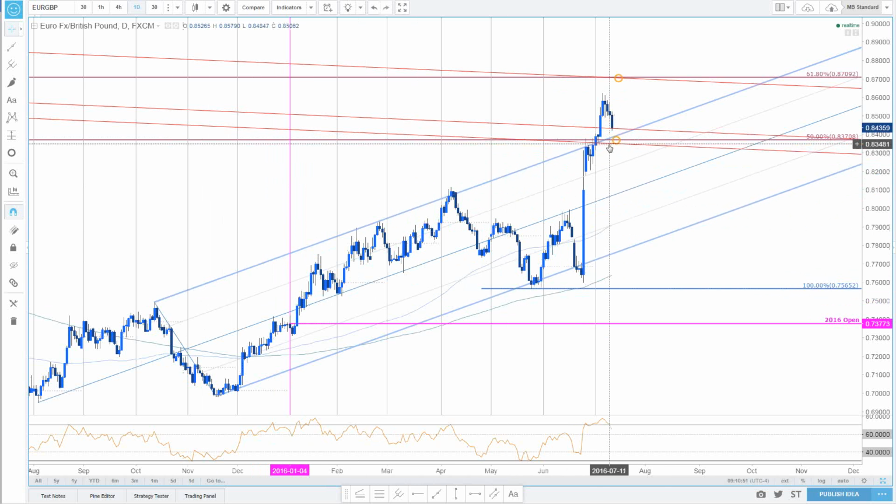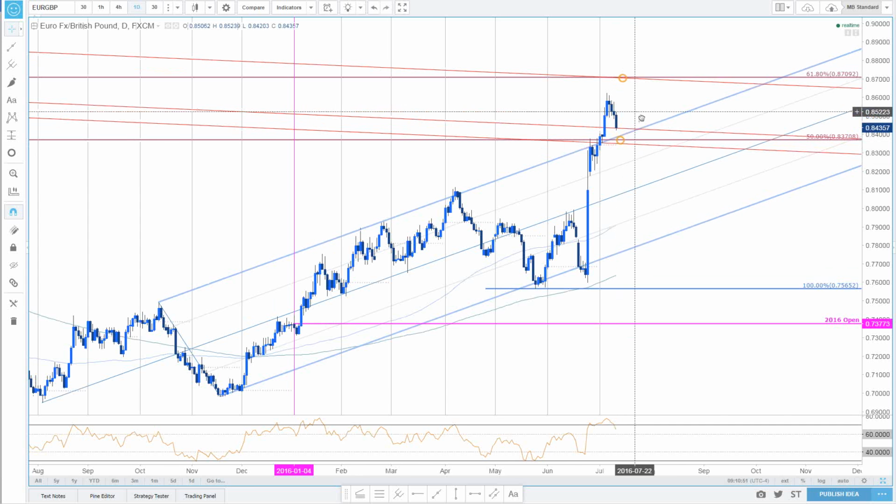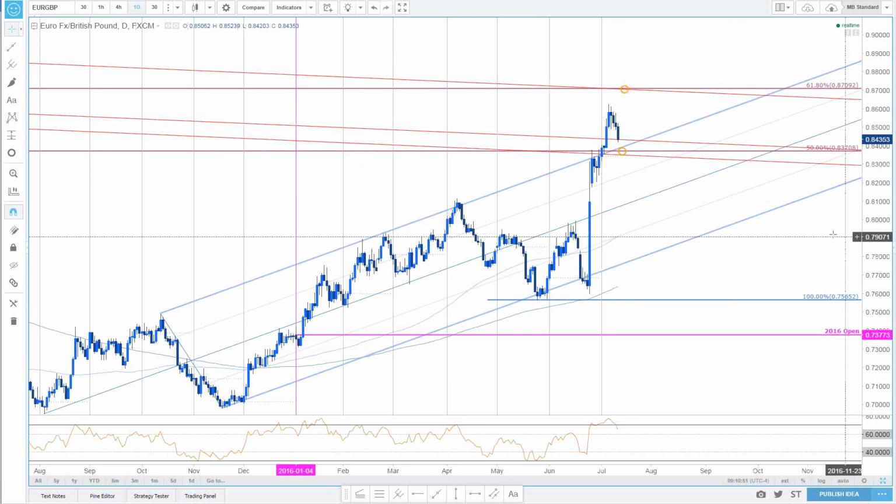So for me, this is going to be the bullish invalidation level. As long as slope or price stays above 83.40, I do like this thing on an extended approach into 87.09.